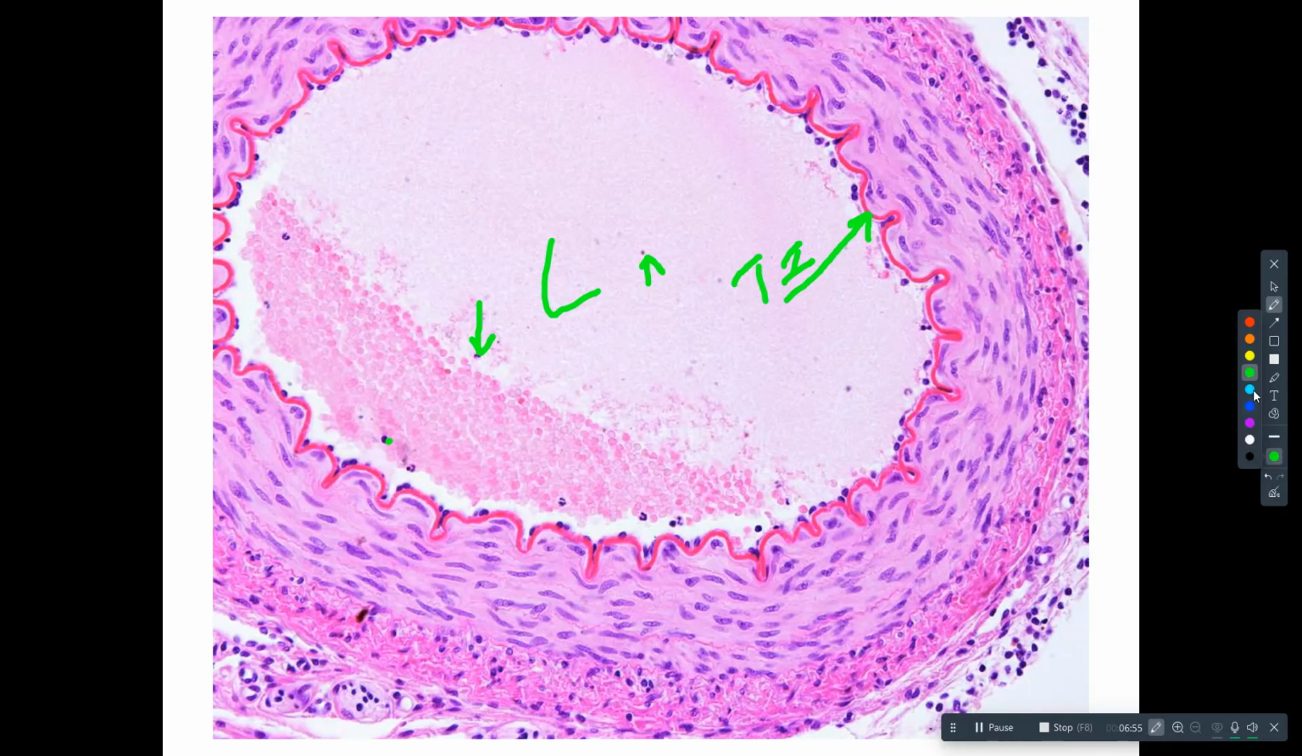I'm not loving this green. Then I got my tunica media. Tunica media is right here. And then out here I got my tunica externa. So, pretty cool picture. Definitely see those layers very nicely.